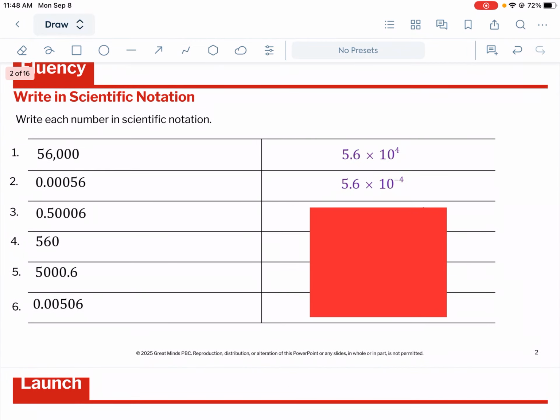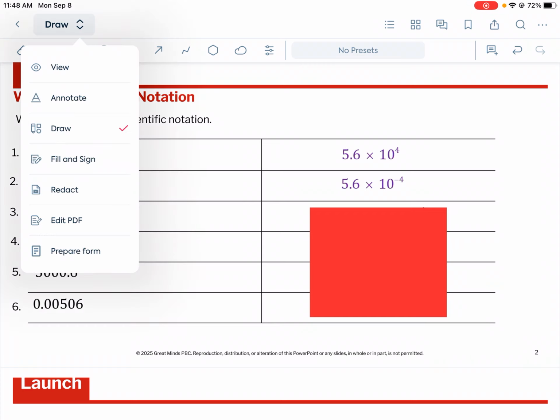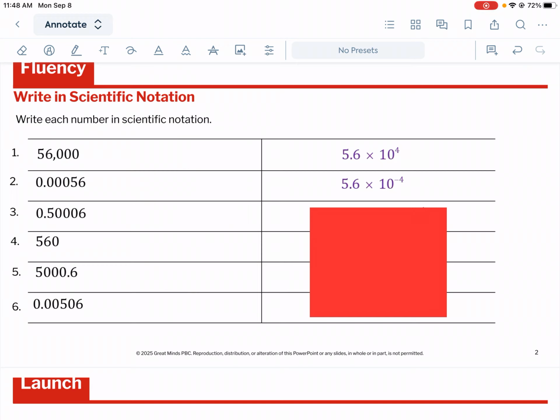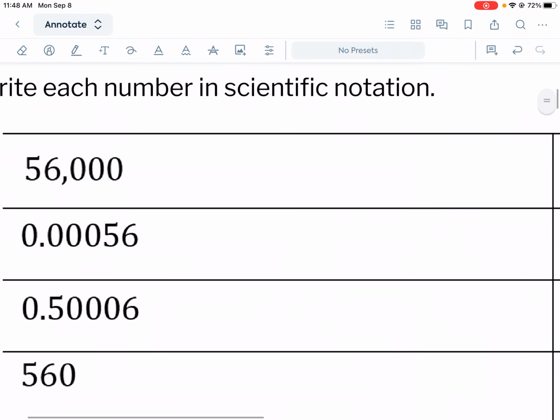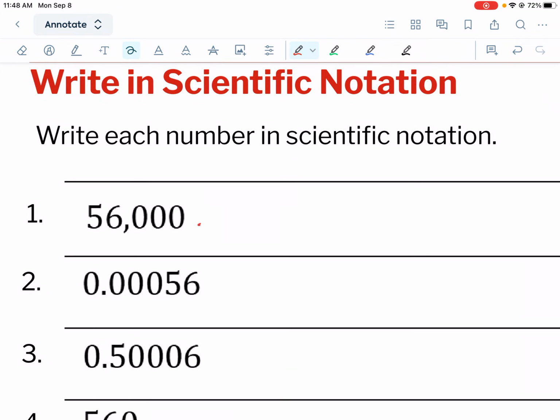For the warm-up, the instructions say to write each number in scientific notation. I gave you the first two. Number 1 gives us 56,000. Let me go to my annotate here. 56,000, this is a large number. Write that down somewhere, large number. Because this is large, that means we have an invisible decimal place at the end of the number. And we're going to have to carry our decimal place over to the last number that is in between 1 and 9.99. And we're going to carry it over to the left.